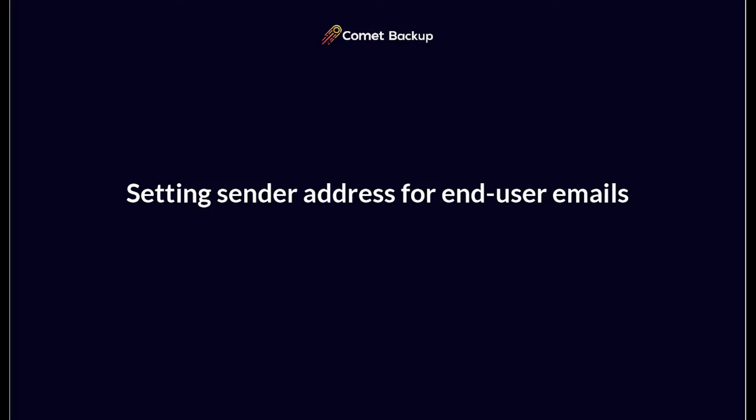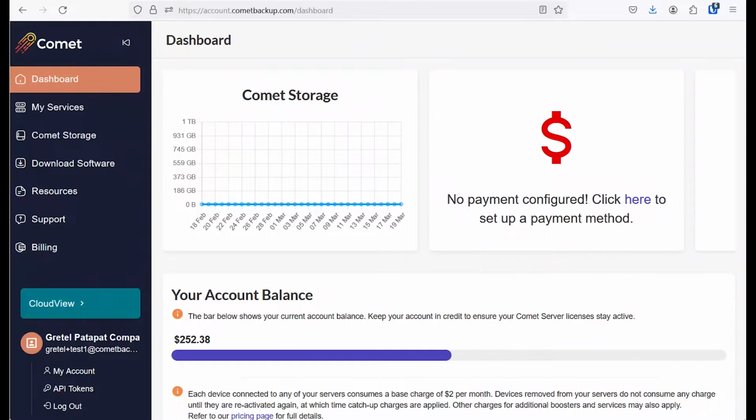First, let us set the sender name and address of emails sent from the Comet server. If this is not configured, Comet will use the name and email address used in your Comet billing account, which is also the name and email address used when you were signing up. If using a Comet-hosted server, the sender name and address are configured on your Comet account at account.cometbackup.com.